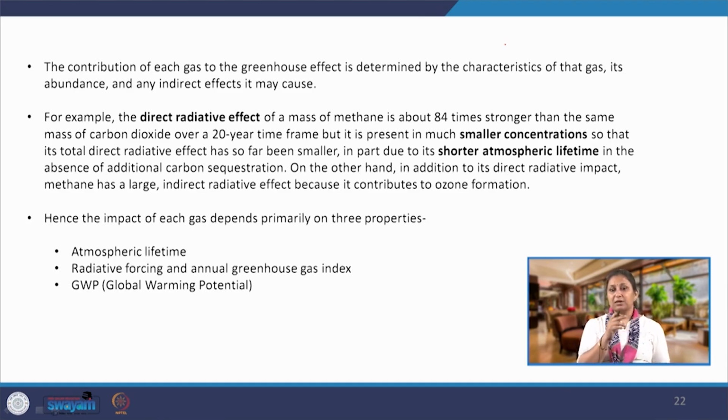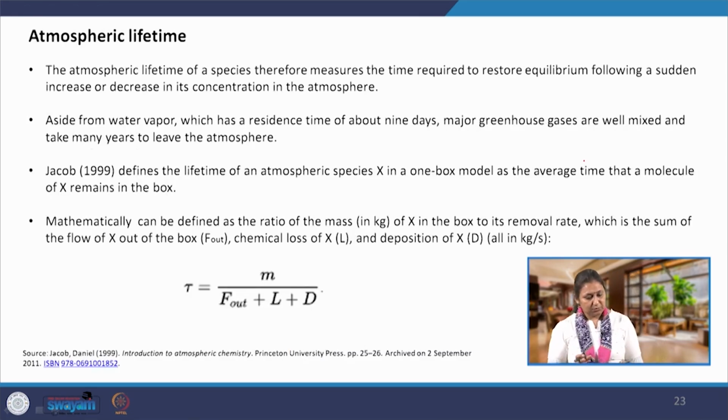forcing, but at the same time there is another factor which impacts this radiative forcing, which is the atmospheric lifetime. So, some molecules will be staying in the atmosphere for a shorter span, while some of them will be staying in the atmosphere for a longer time. So, if there is a molecule with higher radiative forcing and also a higher atmospheric lifetime, that will have a greater potential for global warming as compared to a gas which has lesser radiative effect and shorter atmospheric lifetime. So, what is atmospheric lifetime?